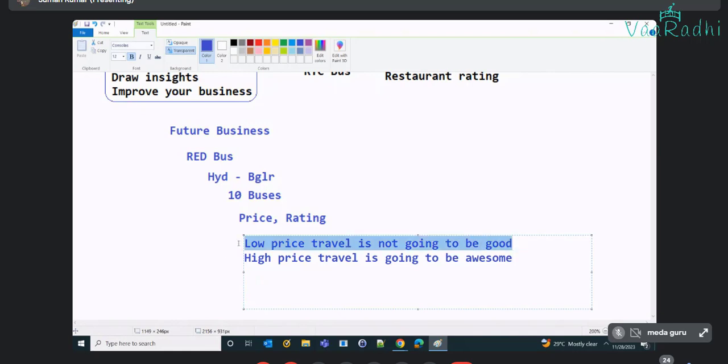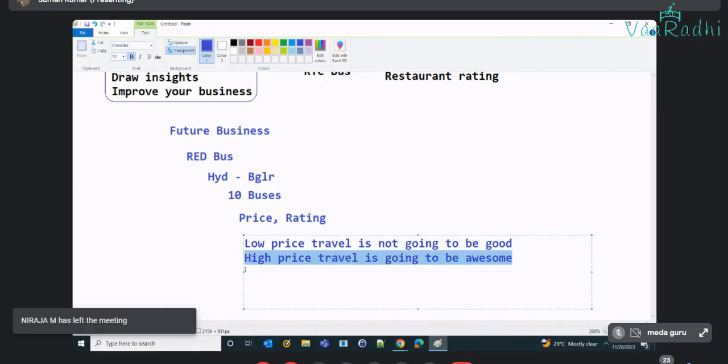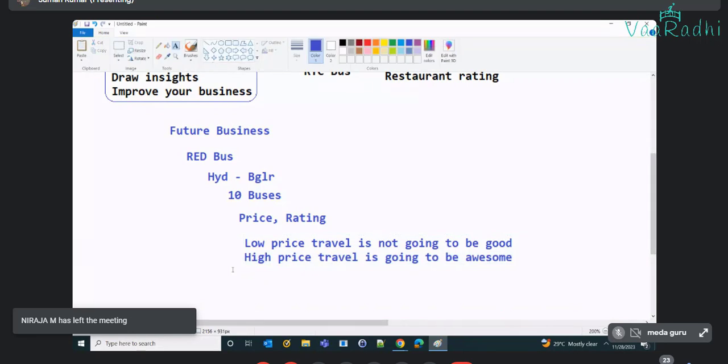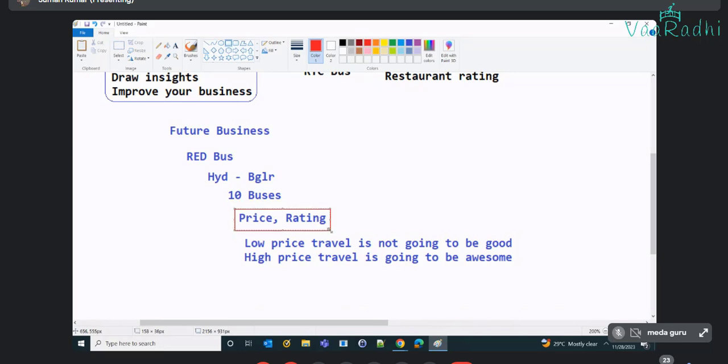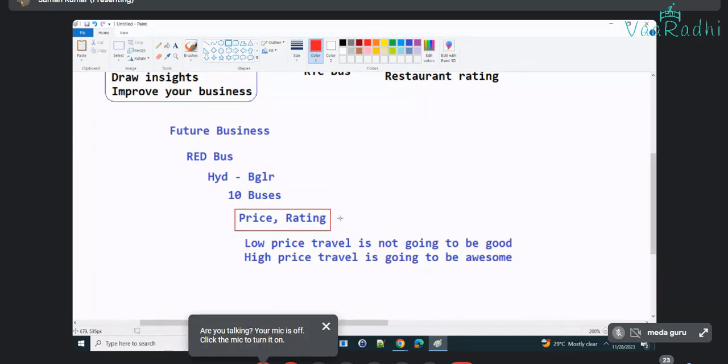This statement is false. High price travel might give you some additional features like a blanket, water bottle, biscuit packet, something in the bus, but it doesn't mean that the travel experience is going to be awesome. So that's why we humans, when I go for opting a travel for my journey, the two important things that I verify are price and rating. Price and rating. So if price comes in, I'll go for the best rated vehicle under my budget.